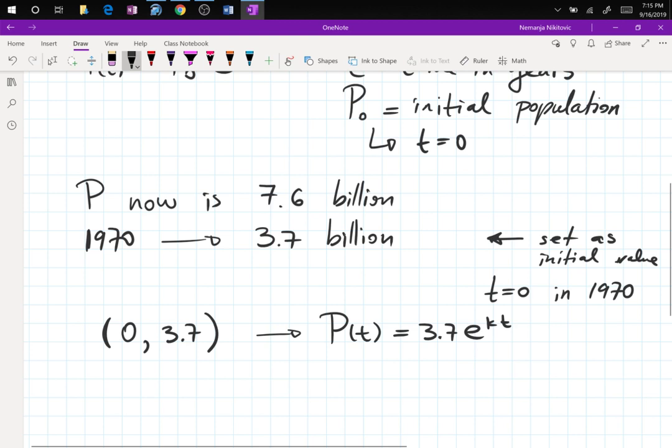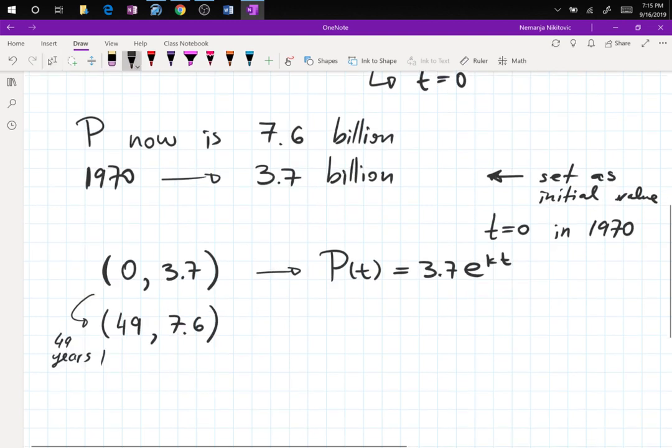You can pick any year to be year 0, right? Let's go with 1970. Now, the situation now is 2019. That's 49 years later, right? So this point is (49, 7.6). That's today. So 49 years later to get to 2019, where the population is 7.6 billion.